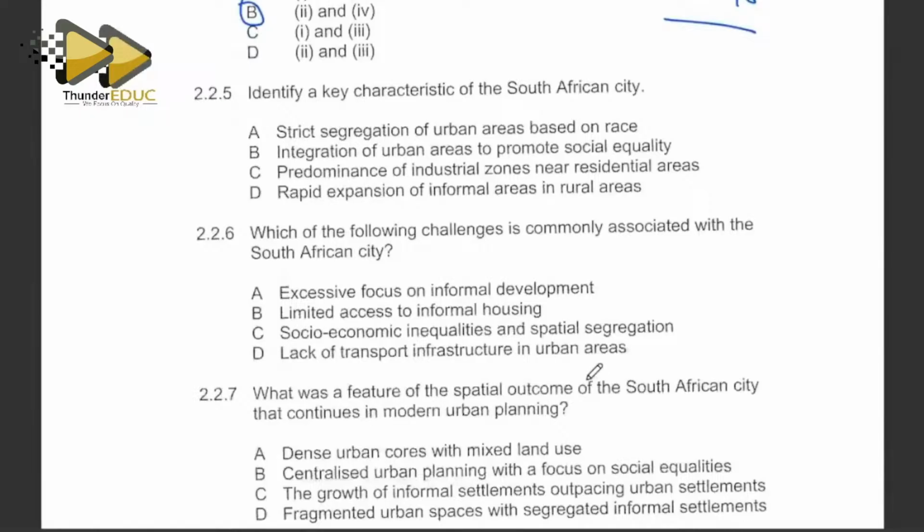Identify a key characteristic of the South African city. The South African city is featured by strict segregation of urban areas according to race. South African city was designed according to apartheid practices, and the government was practicing segregation. Right. Which of the following challenges is commonly associated with the South African city? The challenge of the South African city is socio-economic inequalities and spatial segregation.